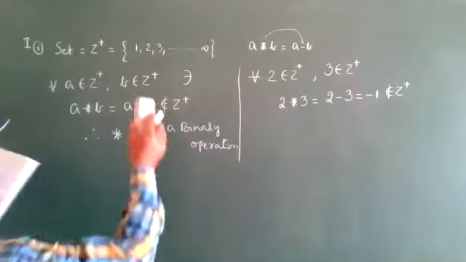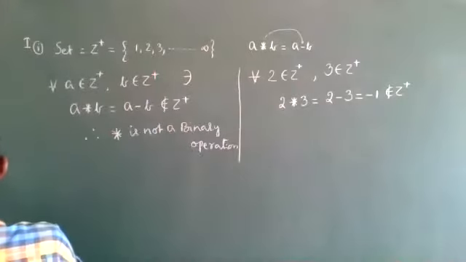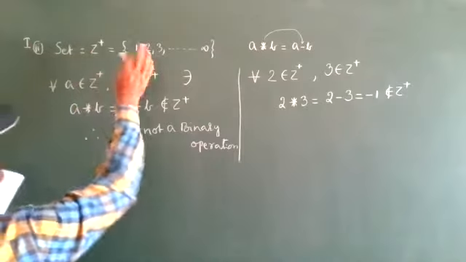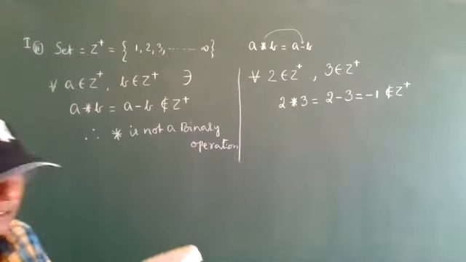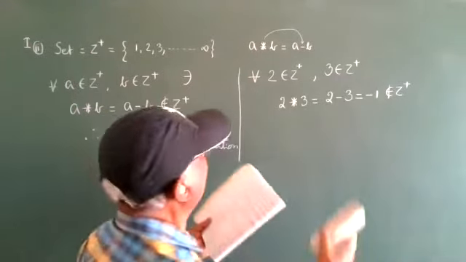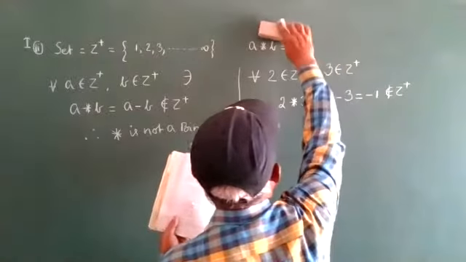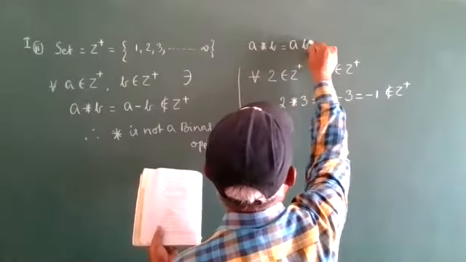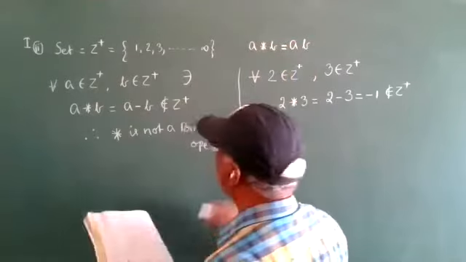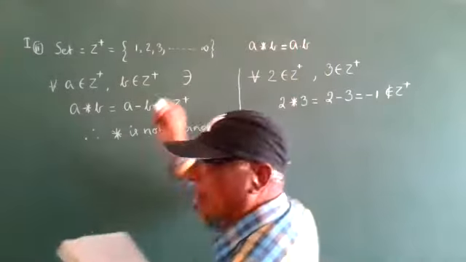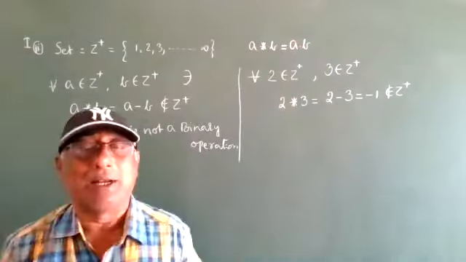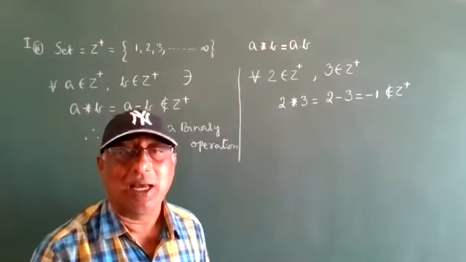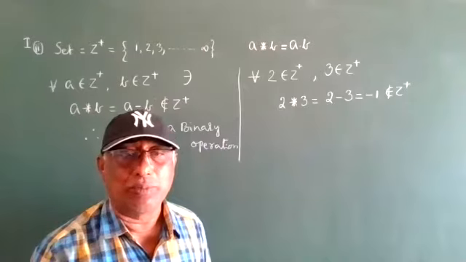Everyone take the second bit. What is the second bit? The set is Z plus. Z plus is 1, 2, 3 up to infinity. Star is defined by A star B is equal to A into B, multiplication. So star is given by multiplication here. The symbol of star is the multiplication A into B.